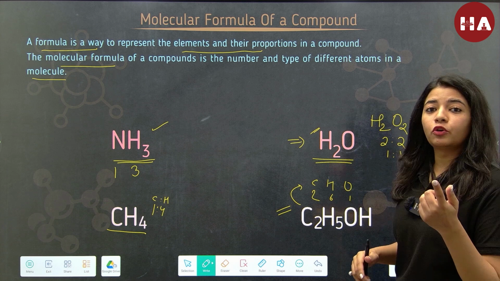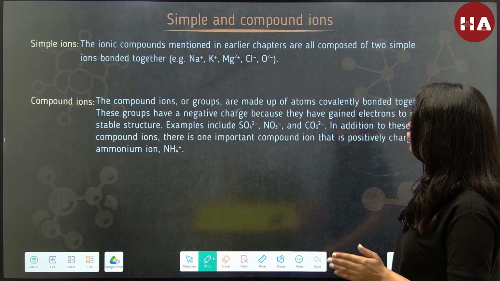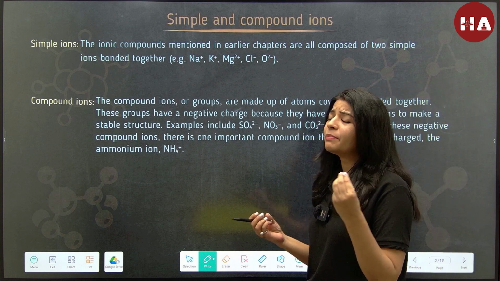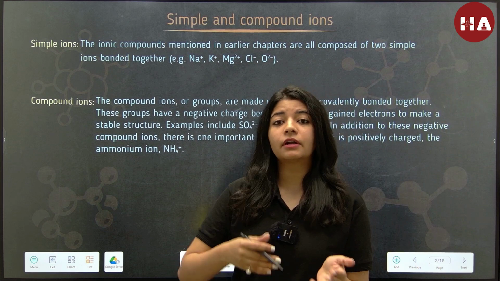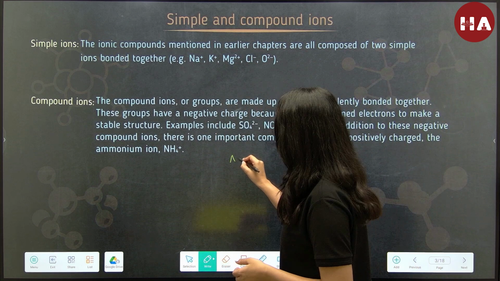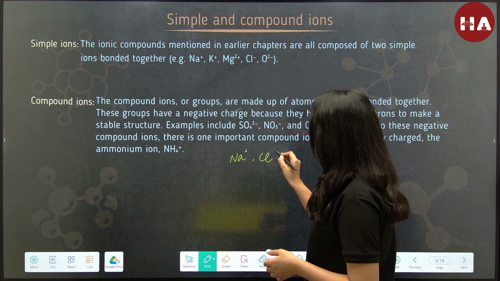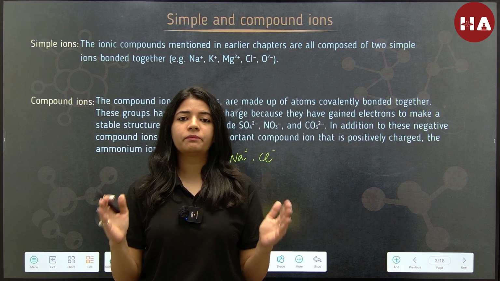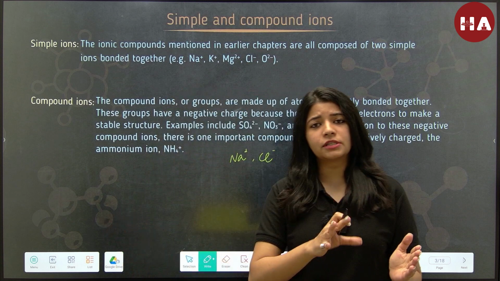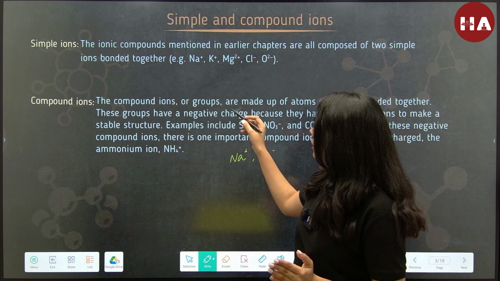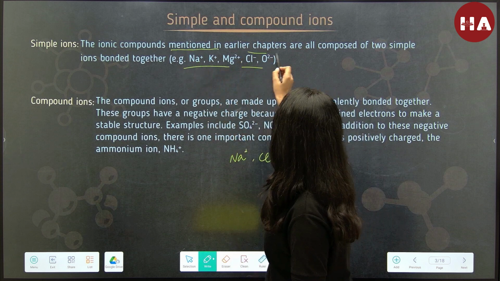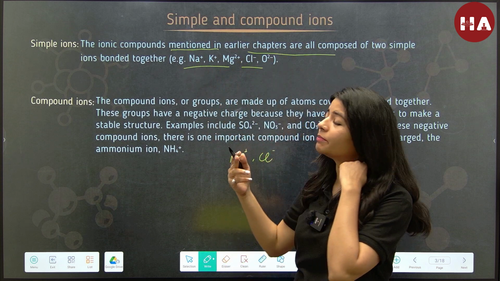Now let's move on to the next slide. Let's move on to simple ions and compound ions. So what are simple ions? Simple ions, as we have studied before, are what we write as Na+, Cl-: all the ions in your periodic table, with positive or negative charges, are known as simple ions. The ionic compounds mentioned in the earlier chapter are all composed of simple ions joined by ionic bonds.